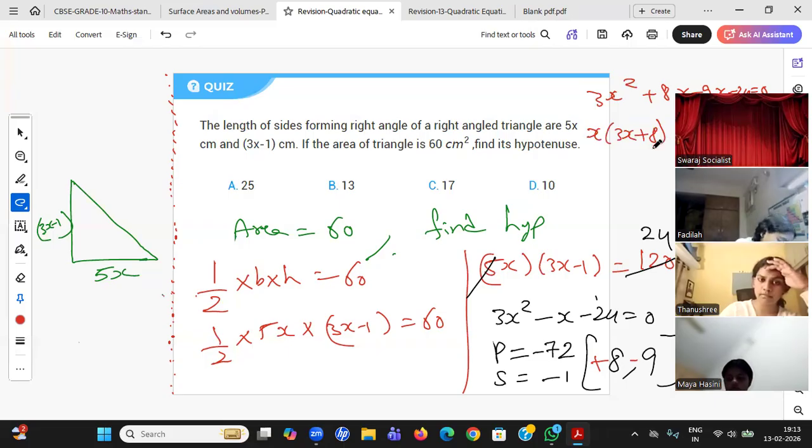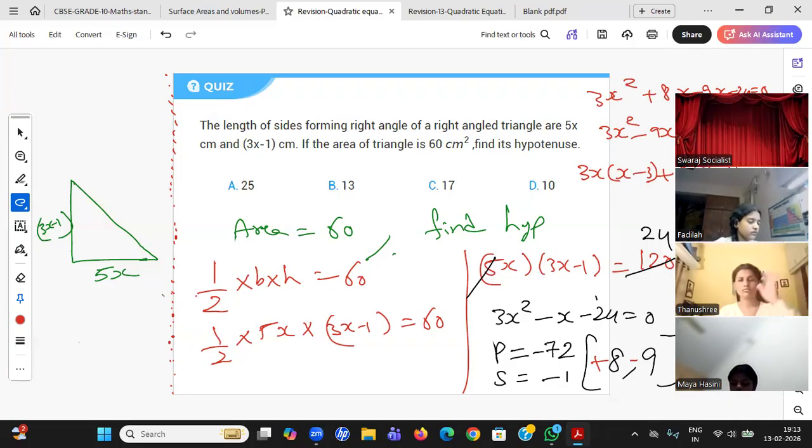3x plus 8. How much? So I can interchange also, right? So 3x square minus 9x plus 8x minus 24 equal to 3x common, x minus 3, plus 8 common, x minus 3, equal to 0. X equal to 3 or minus 8 by 3.